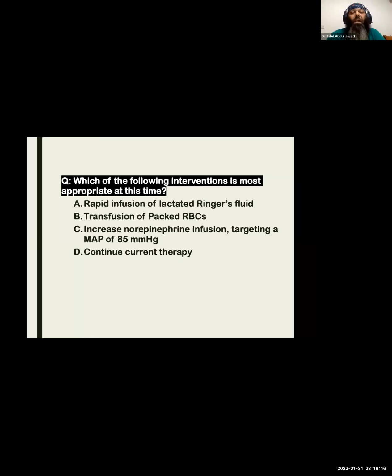So first, A, rapid infusion of lactated Ringer's fluid bolus. B, to transfuse back the RBCs. C is to increase the norepinephrine infusion to target a MAP of 85 millimeters of mercury. D, nothing to do and to continue the current therapy. Any volunteer to answer me?